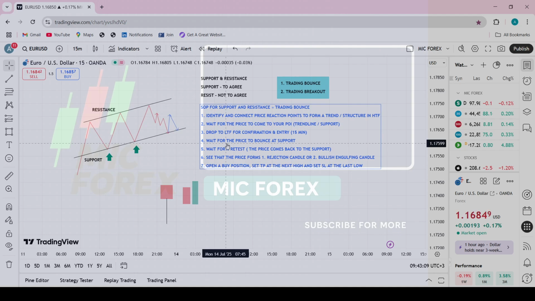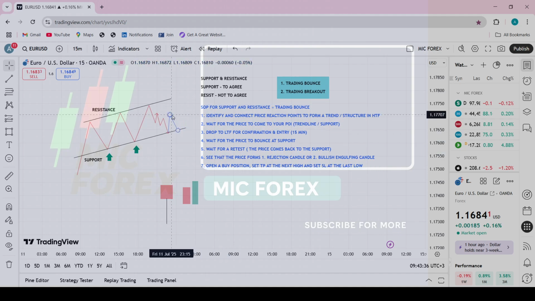From number 4, we are doing what you call confirmation for the entry. This is now where the forex eats. This is where people don't want to be patient. They don't want to do anything. So you wait for the price to bounce at the support. The price bounces here. Wait. You see, everything is wait and wait and wait. Wait for a retest. And I've said retest is when price comes back.